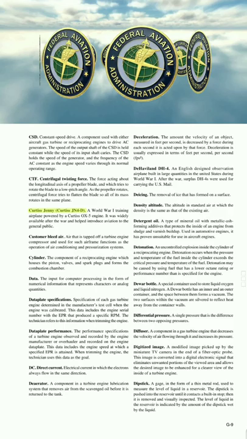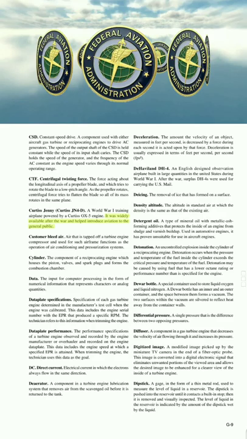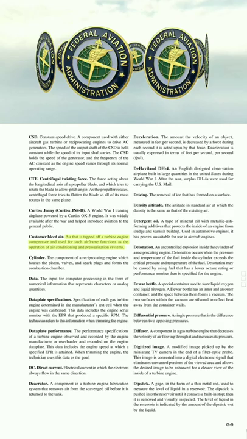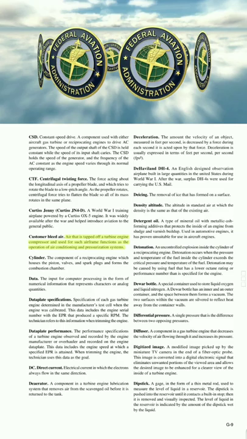A World War I training airplane powered by a Curtiss OX-5 engine. It was widely available after the war and helped introduce aviation to the general public. Customer bleed air. Air that is tapped off a turbine engine compressor and used for such airframe functions as the operation of air conditioning and pressurization systems.